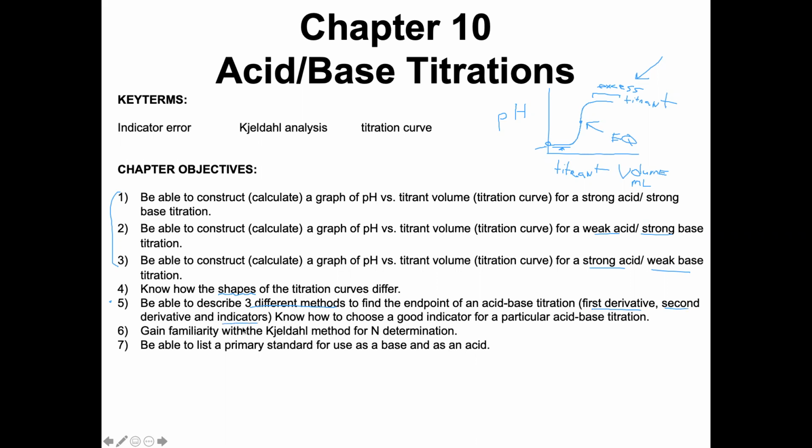Again, this is those color changing compounds. I'm going to now ask you to know how to choose a good indicator for a particular titration, and you're going to be able to do that because we're going to be able to predict the pH at equivalence, right? If you know the pH at equivalence point for an acid-base titration, you should be able to match a good indicator to that, okay? You want the color to change at the pH at equivalence.